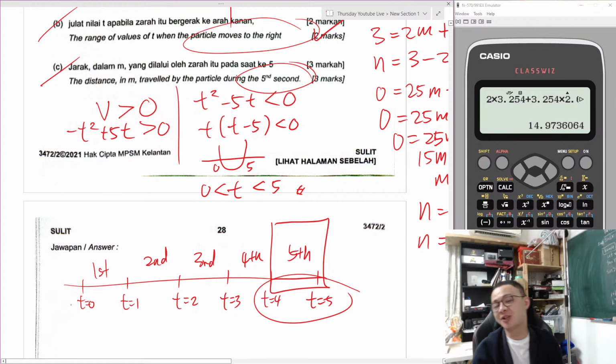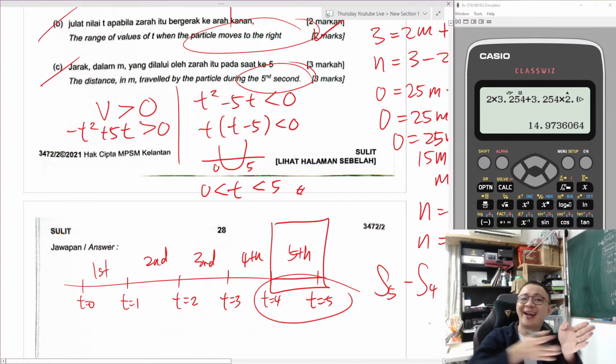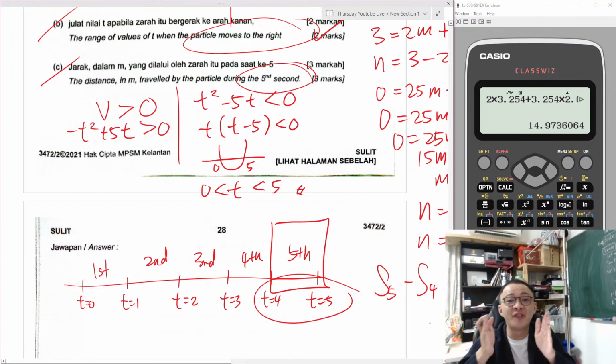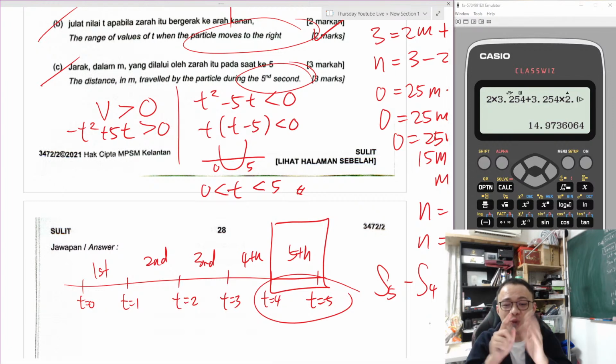So basically, I need to find the displacement to know the location of the particle, and then sub the 5 into that, minus sub the 4 into that. Because S4 gives me a location of the particle, S5 gives me another location. Then I want to know the distance between them, because that distance is how far they travel in the 5th second. The 5th second basically means they only travel for 1 second, but that second is the 5th second. It's not the same as traveling from 0 seconds all the way to the 5th second.